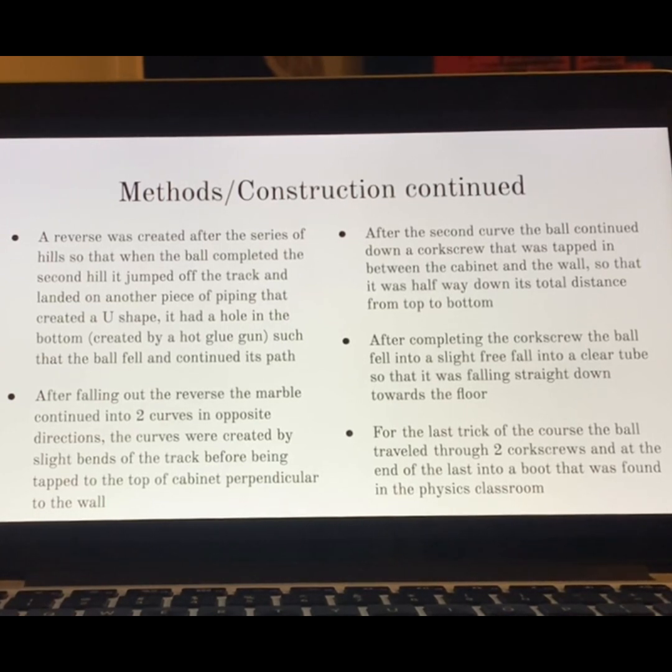The curves were created by slight bends of the track before being taped to the top of the cabinet perpendicular to the wall. After the second curve, the ball continued down a corkscrew that was taped in between the cabinet and the wall, so that it was halfway down its total distance from the top to the bottom. After completing the corkscrew, the ball fell into a slight freefall into a clear tube so that it was falling straight down towards the floor. For the last trick, of course, the ball traveled through two corkscrews and at the end of the last into a boot that was found in the physics classroom.